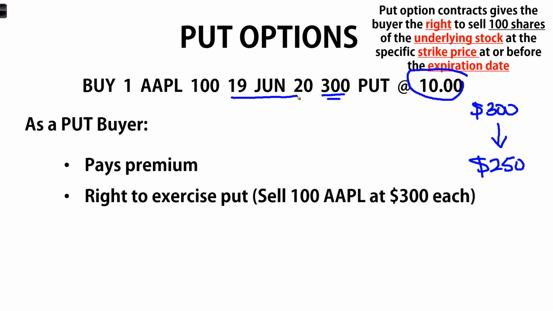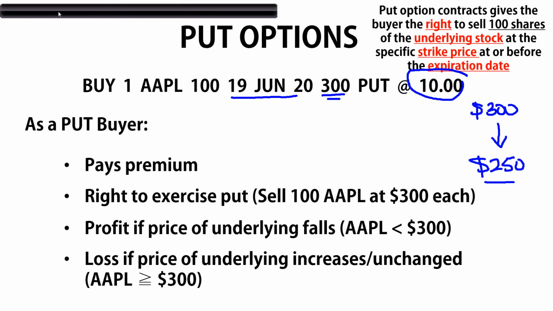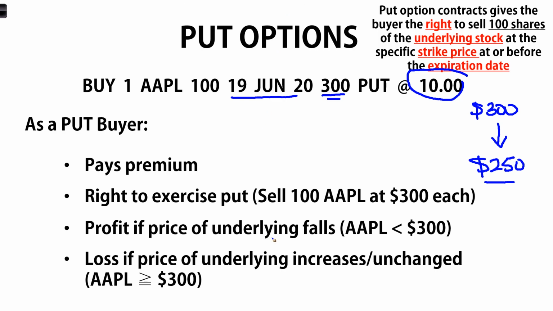And let's say that at the expiration or before the expiration date, Apple really announces bad earnings and crashes afterwards to say $250 per share. In such a case, you would have profited the difference. You get to exercise your put and sell your 100 shares of Apple at $300. And if you still believe in Apple, then buy back your 100 shares at a market price of $250 each now.